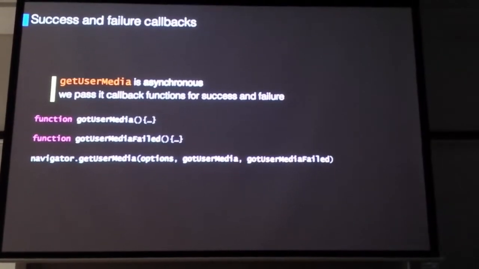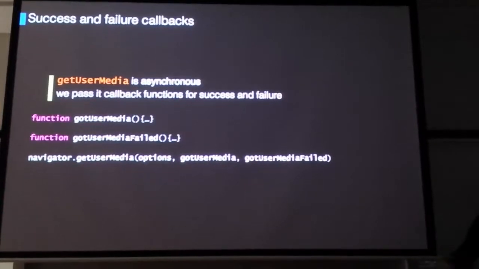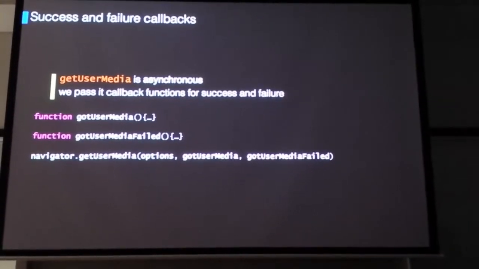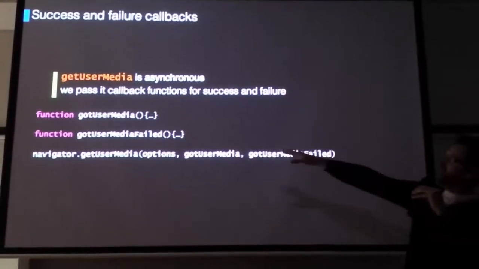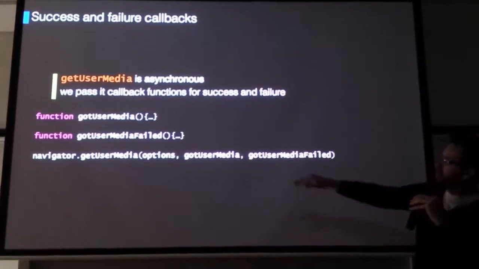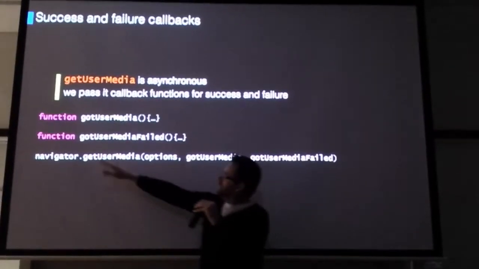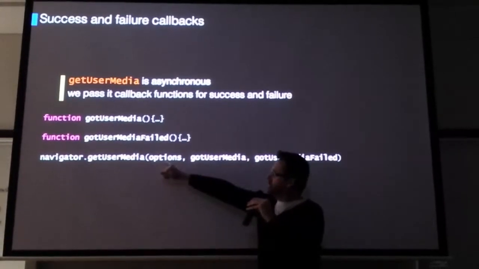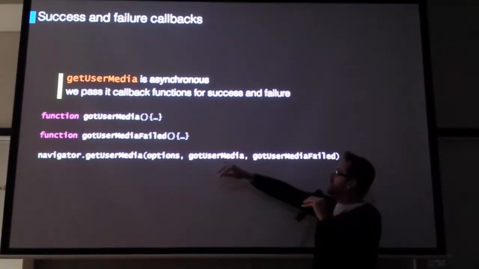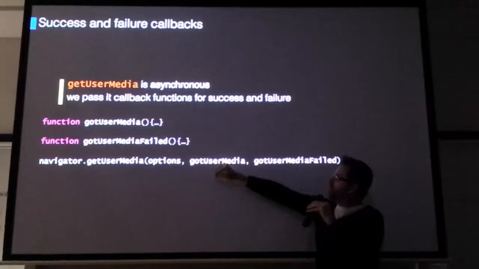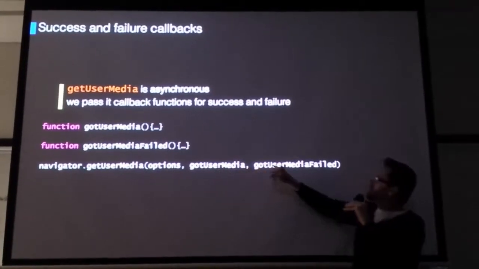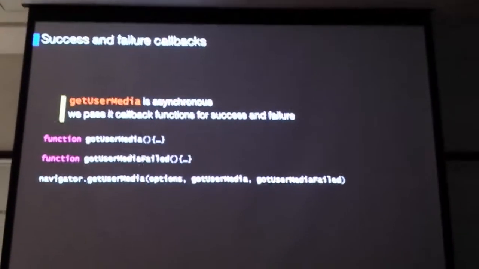Because obviously it doesn't want to block on the I/O and everything else while it's waiting for someone to say yes. So we give it these 2 functions: a callback function for got user media and a function for get user media failure. Here we go, put it all together. We call navigator.getUserMedia and give it our options to say give us video, but don't worry about the audio. If we get it, call this function. If not, call this function. So we've set it all up.